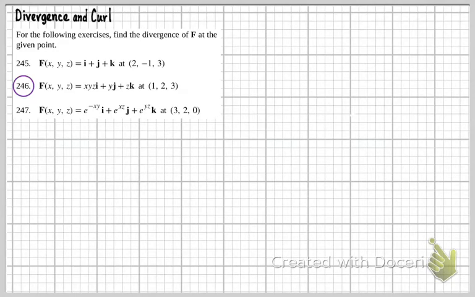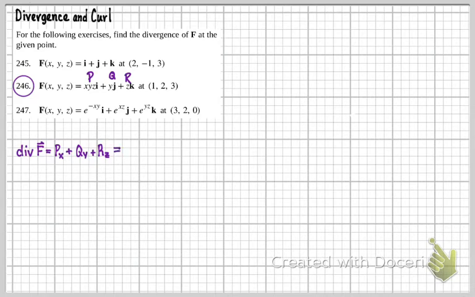For the following exercises, find the divergence of f at the given point. So let's take a look at 246 here. And remember, what is the divergence formula? So the div of f equals Px plus Qy plus Rz. So if I'm looking at 246 here, this is my P, this is my Q, and this is my R.